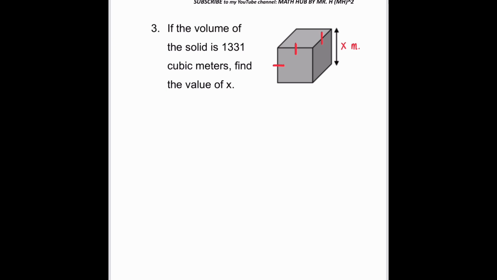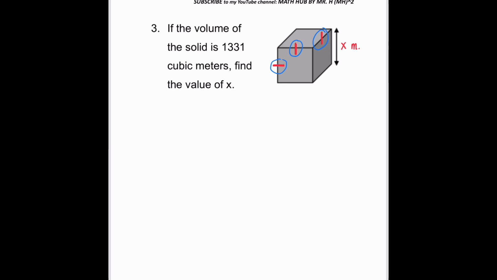If the volume of the solid is 1,331 cubic meters, find the value of x. So the diagram tells you that it's a cube, and we're looking for the value of x, which actually represents the length of the edge, right? And you can see all these markings right here. That means that it's a cube.